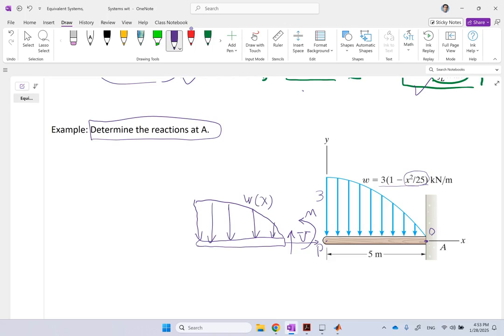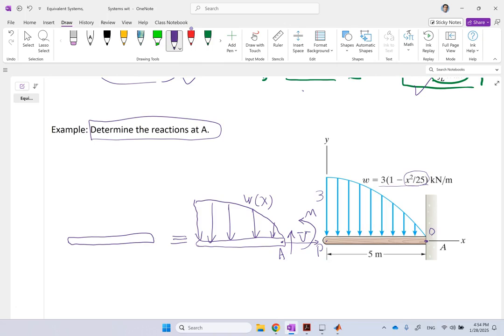So that's my FBD. Now, can I easily use some Fx, some Fy, some moment about this endpoint A and find M, V, and P? No. Why? Because this is a distributed load. So the first thing I need to do is to replace that distributed load by a single load, and then I can do it.